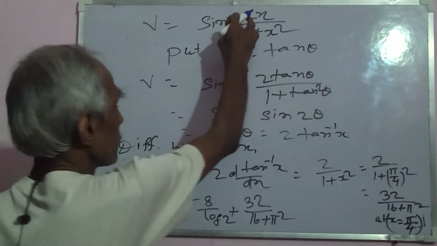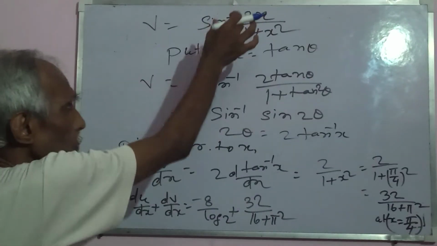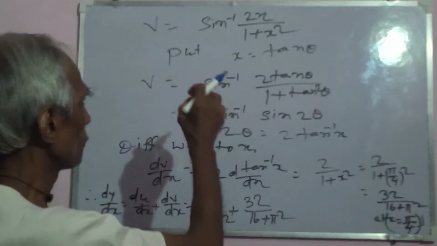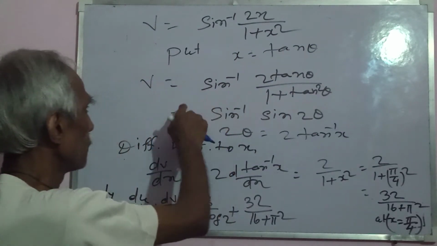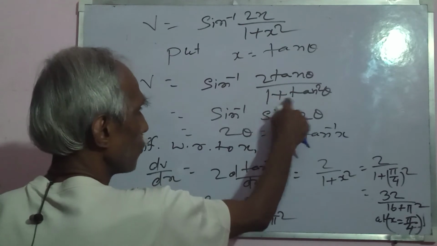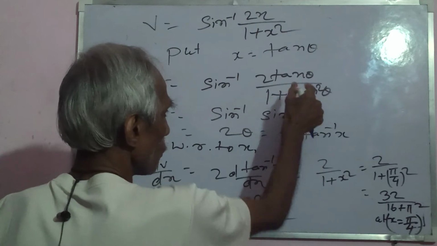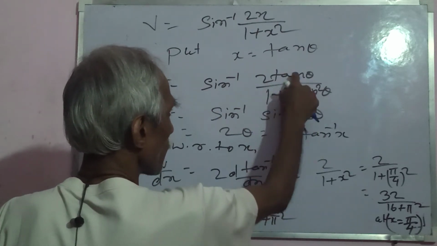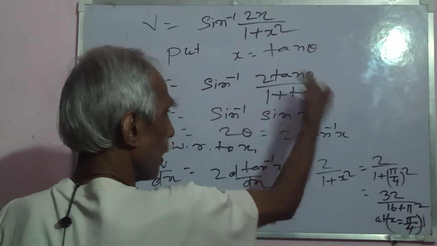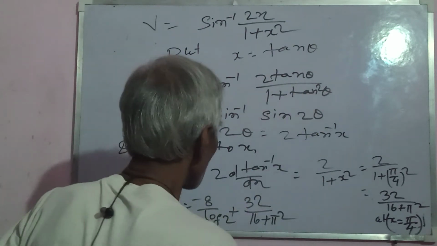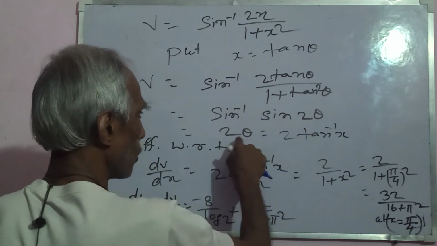The second part is given to you, sin inverse 2x by 1 plus x square. For solving this sum, we can put the value of x as tan theta, and then it will be sin inverse 2 tan theta by 1 plus tan square theta. Now if you solve this, you will get sin 2 theta, as 2 sin theta by cos theta, and 1 plus tan square theta is equal to sec square theta, and then again you will get sin 2 theta. We know that sin inverse sin theta is equal to theta. That's why here it will be 2 theta.